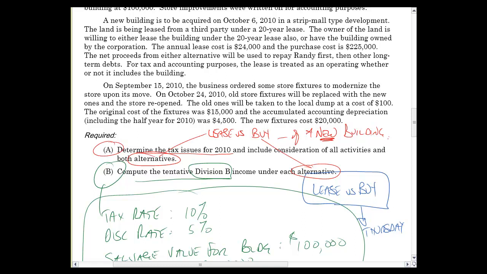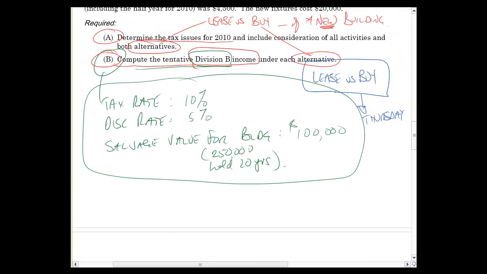We have a company owned by two people, controlled by one of them. And basically what we have to do is go through and determine the tax issues. We could do that as a first step, but I'd rather go straight to B and do Division B income under each alternative. So, ask yourself and then answer yourself, what does this mean?